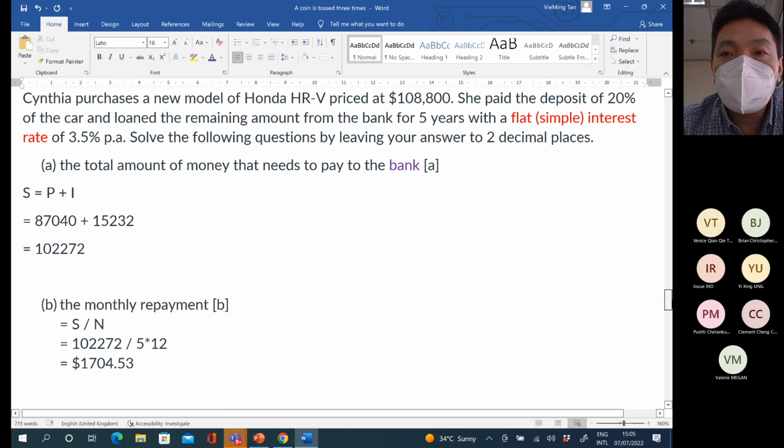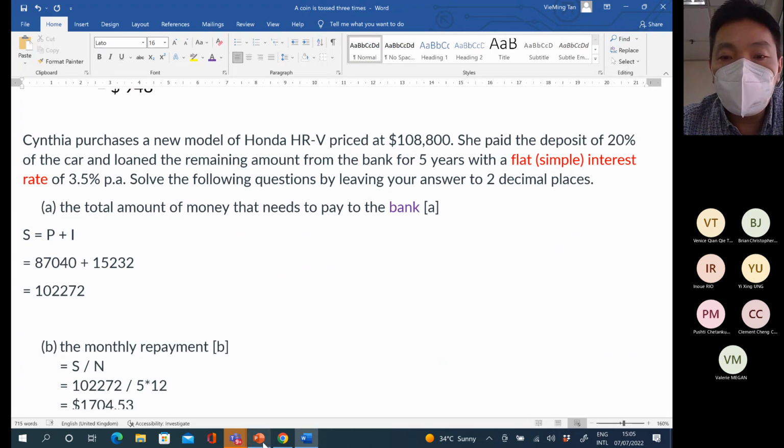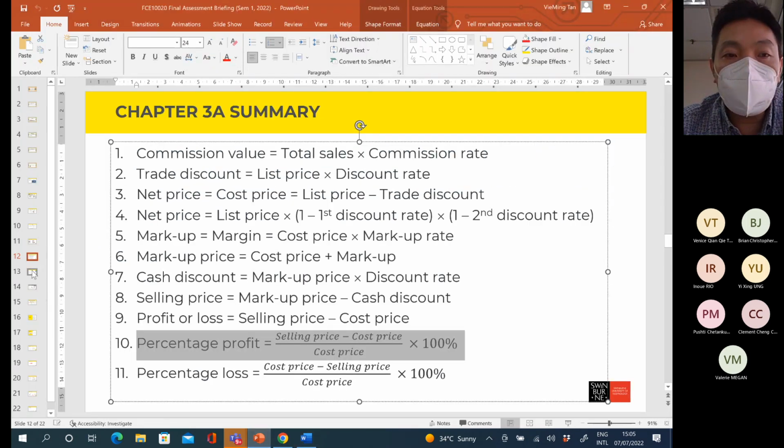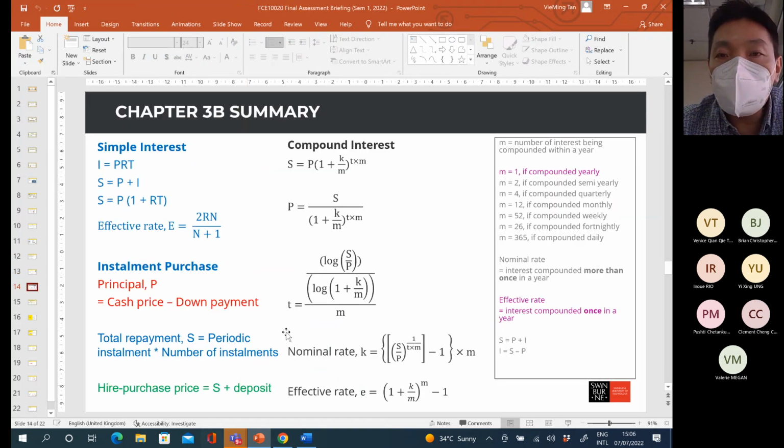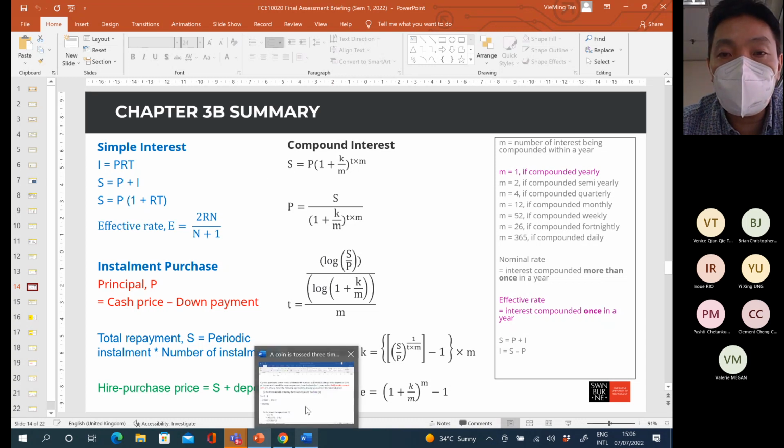Okay. Then we'll move on to the second part of financial mathematics, whereby we already learned simple interest and compound interest. All right. So simple interest means the interest calculation is based on principal only. But for compound interest, the interest calculation is based on principal plus the accumulated compound interest earned from period to period. So this is the only difference between these two types of interest calculation. Okay, so let us try one question.